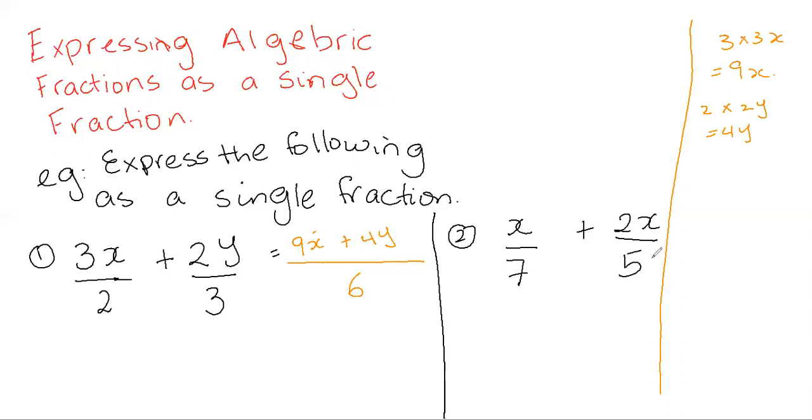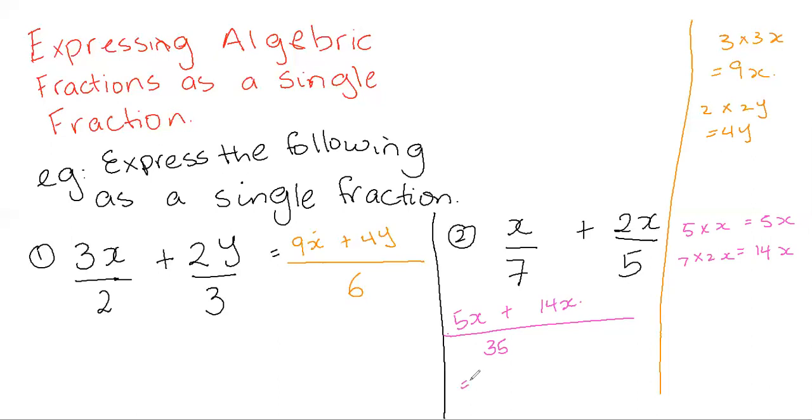Okay, so we're going now to do the second question. Same process, LCM of 7 and 5. The LCM of 7 and 5 is 35. Then we say 7 into 35 is 5, and it will be 5 times the top, so 5 times x. 5 times x is 5x. Then we say 5 into 35 is 7, so it will be 7 times the top, which is 2x. 7 2s are 14, and it will be 14x.